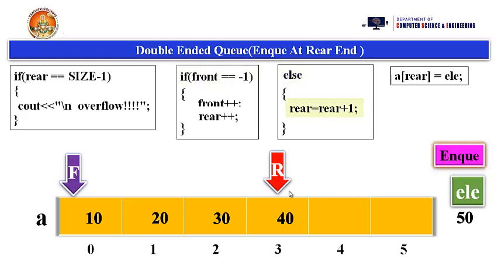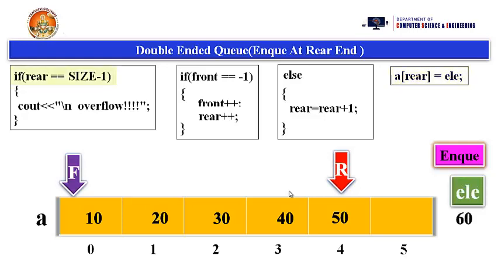We need to increment the rear value. It is moving to the fourth index position. And in this position we need to insert the value using the statement a of rear equal ELE. So 50 will be inserted at this particular position. Then I want to NQ one more element, 60.